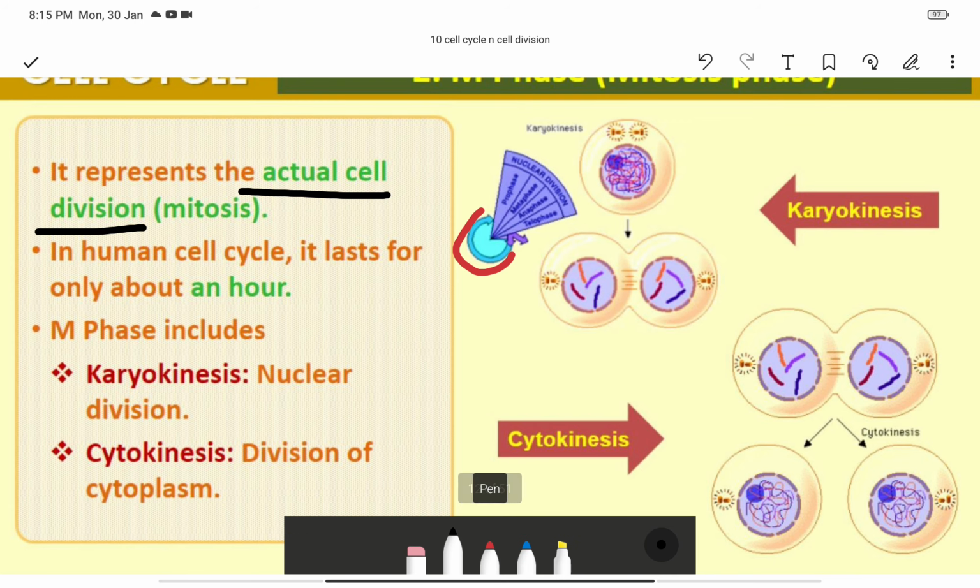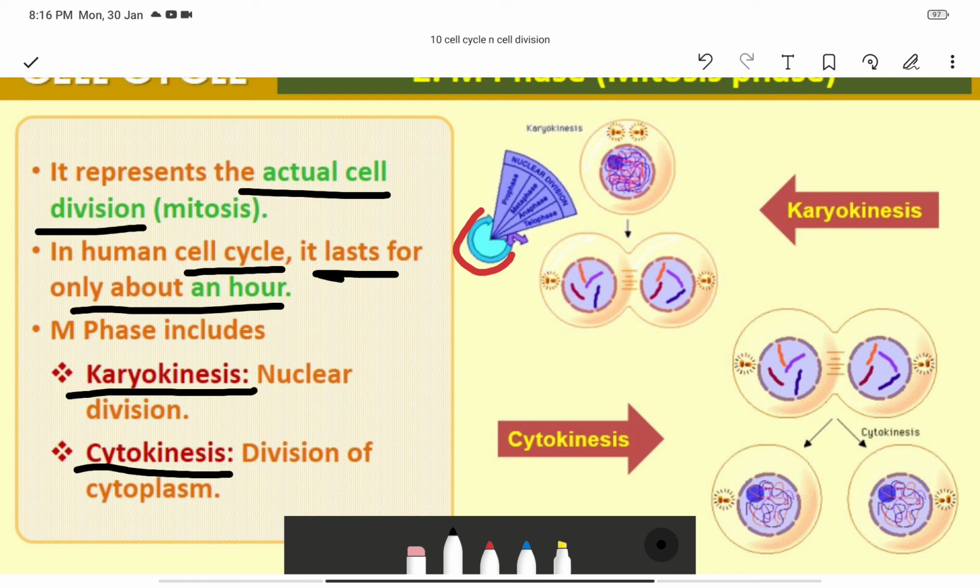Now see, in the human cell cycle the M phase lasts for only about an hour. The M phase includes karyokinesis and cytokinesis. These are very, very important. Karyokinesis means division of the nucleus.